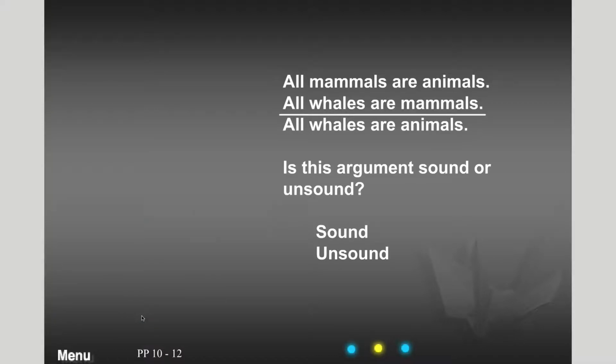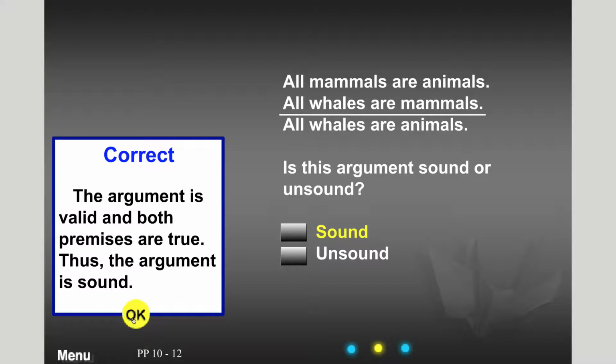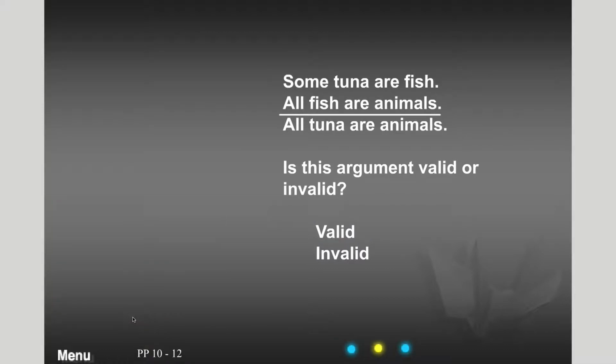Okay? Now, is this argument sound or unsound? So step one, is it valid or invalid? We got past that. Good. It's valid. It's a valid argument form. Now, are the premises true? Are all mammals animals? Yes, indeed. And are all whales mammals? Yes, indeed. All whales are indeed mammals. And so it is a sound argument. Right? And so now we have the gold standard. Right? That we have a valid argument, and we have true premises, therefore a true conclusion.